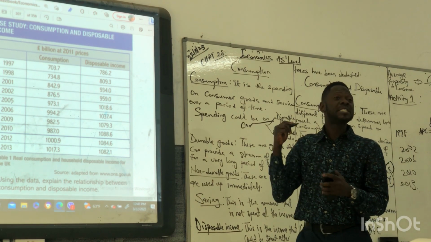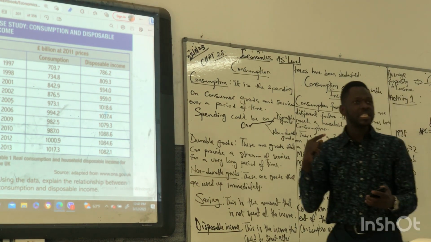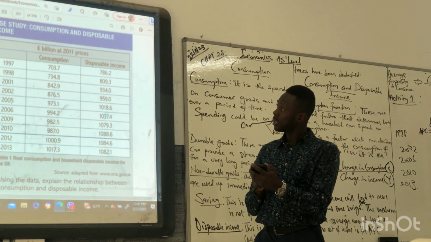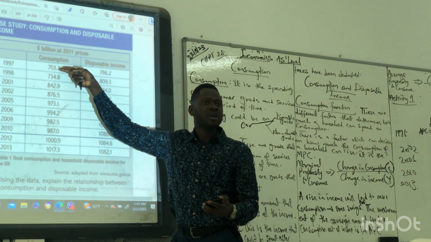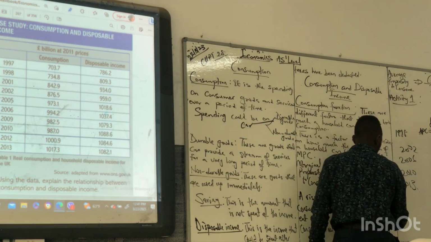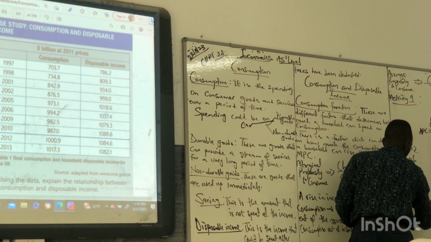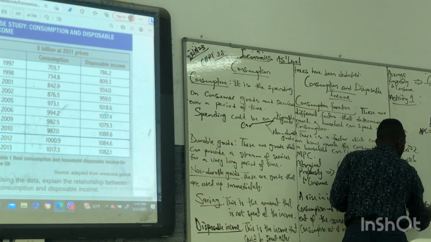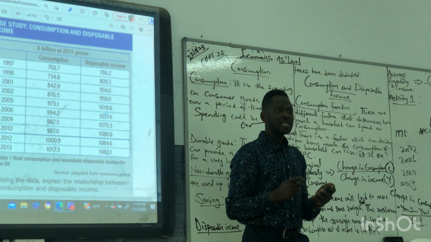Now we need to find the MPC for 1998. MPC is change in consumption over change in income. So what is our change? Our change in consumption is consumption of year 2 minus consumption of year 1, divided by consumption of year 1. Do you get the point? The formula for change in consumption is the year 2 consumption minus year 1 consumption divided by year 1 consumption. Do you get it? Yes. That is the change in consumption.